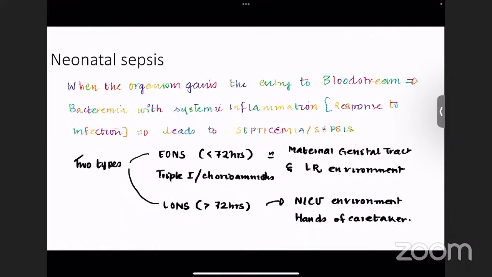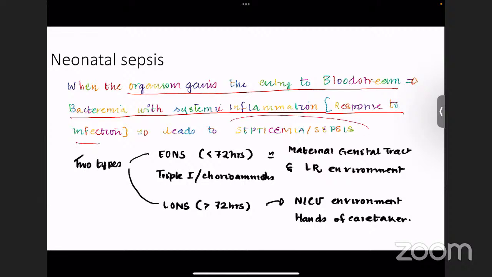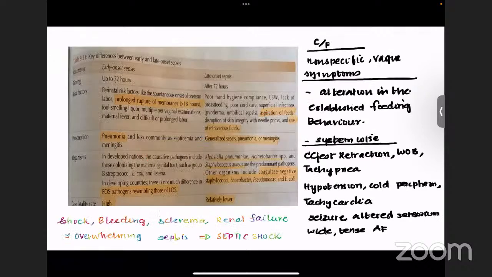Neonatal sepsis is defined when the organism gains entry to the bloodstream, leading to bacteremia with systemic inflammation; the response to the infection leads to septicemia and sepsis. So what are the two types of sepsis? EONS, early onset neonatal sepsis, which occurs in less than 72 hours. If it occurs after more than 72 hours, it is late onset neonatal sepsis. We'll see this. Any neonatal sepsis that occurs within 72 hours is early onset; more than 72 hours, late onset.